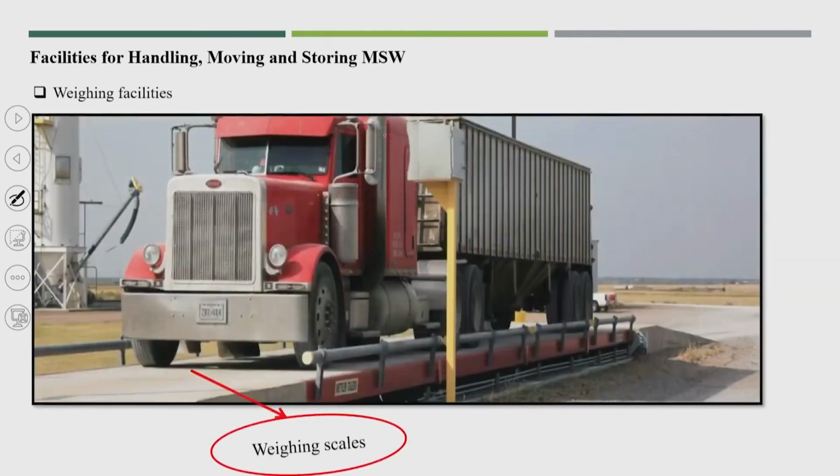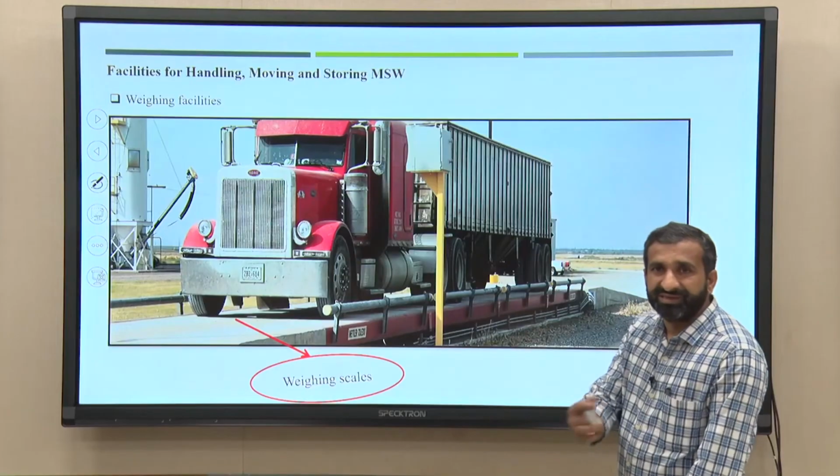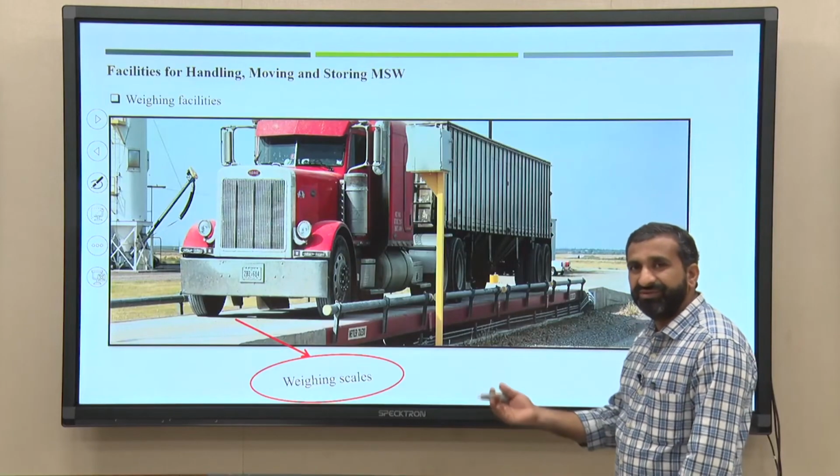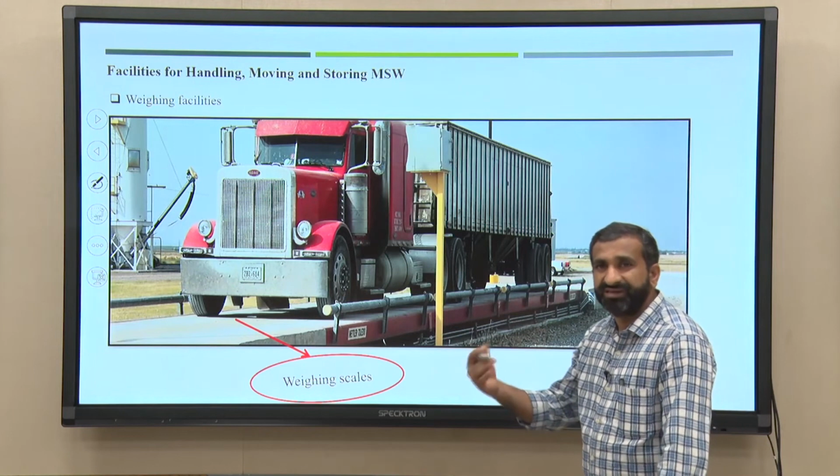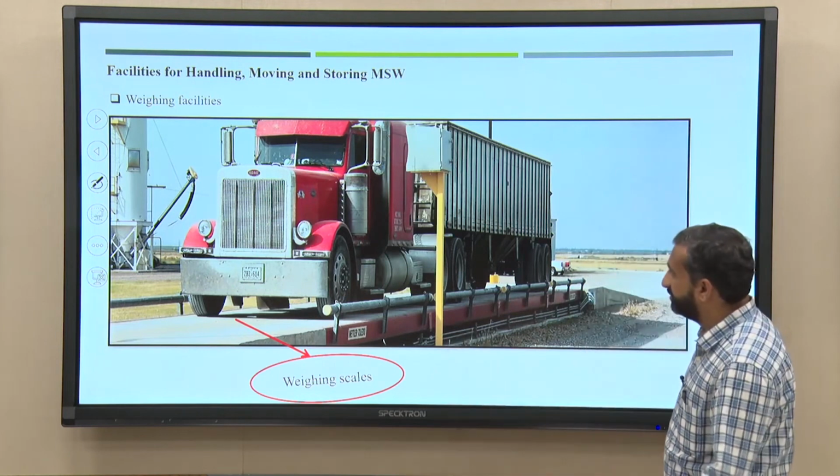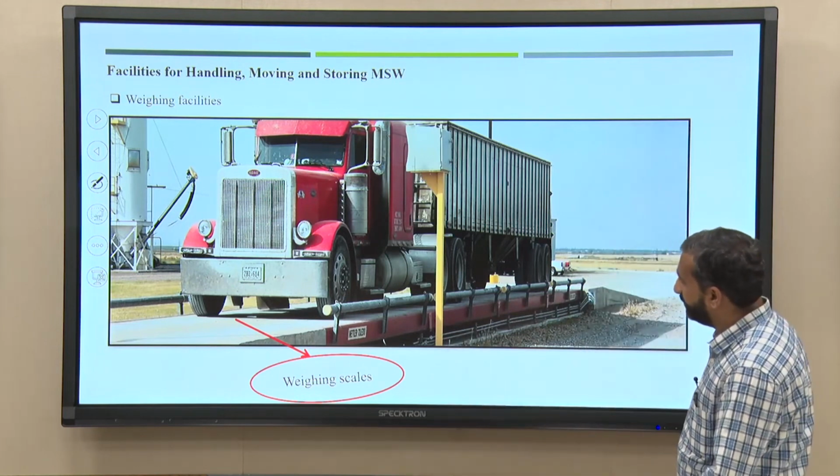Next is the weighing facility. Obviously, in the unit operation a weighing facility should be required, because when the waste is entering the facility and when the treated material goes out from the facility, it needs to be weighed properly.